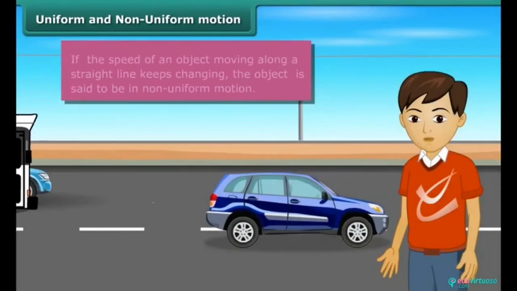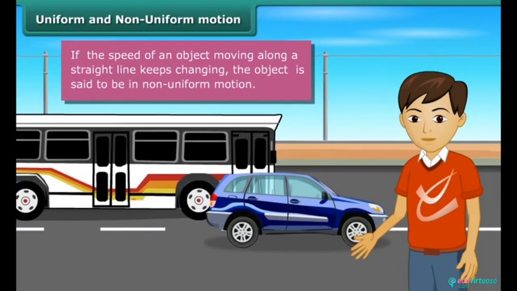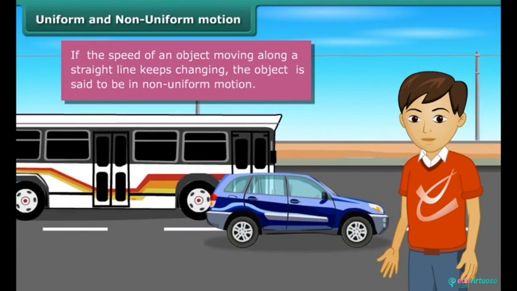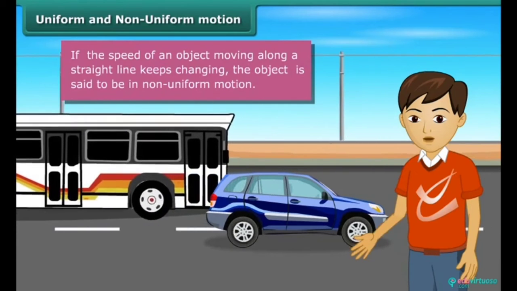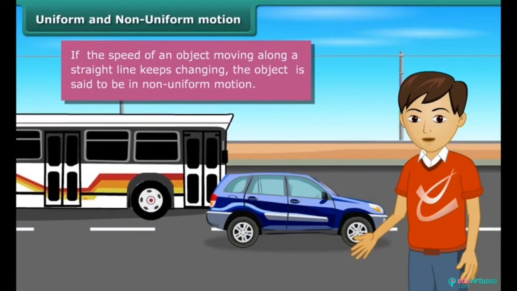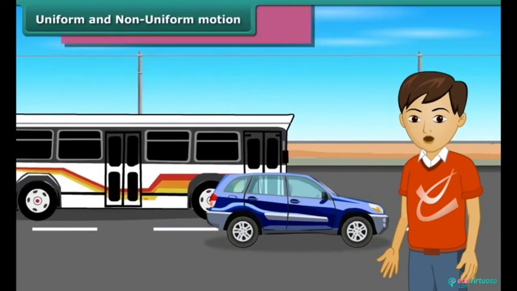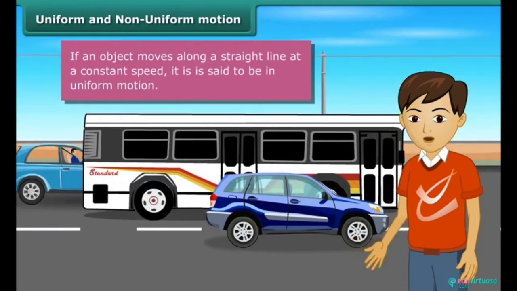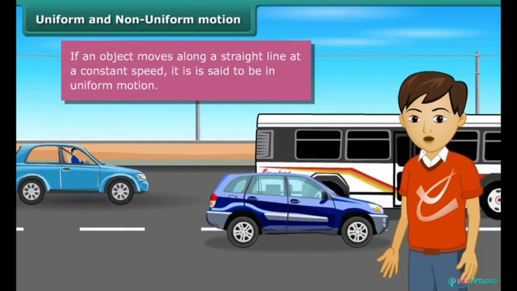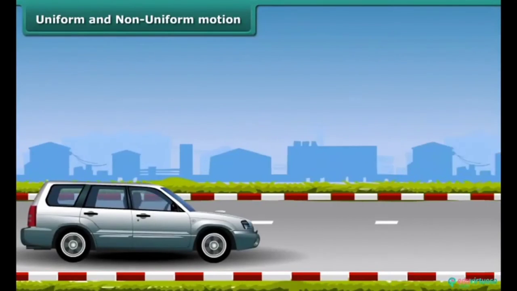Uniform and non-uniform motion. If the speed of an object moving along a straight line keeps changing, the object is said to be in non-uniform motion. You can see in the picture. Next is uniform motion. If an object moves along a straight line at a constant speed, it is said to be in uniform motion. The car is moving with a uniform motion.